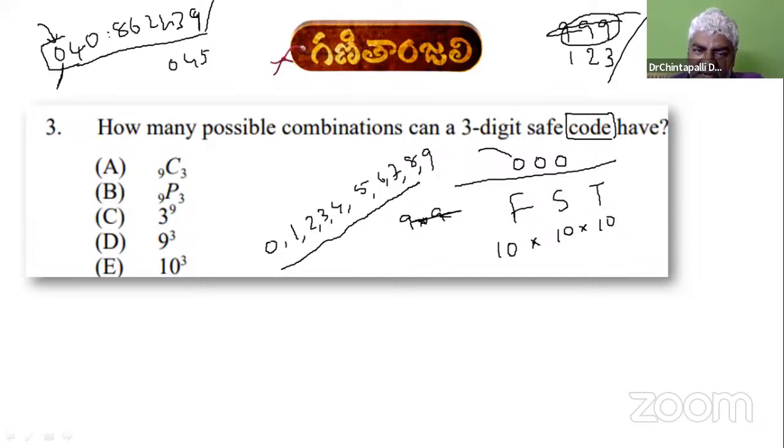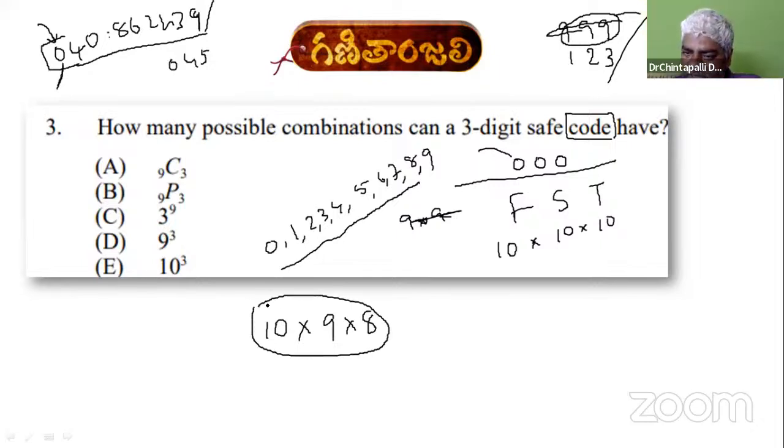If it is mentioned that repetitions are not allowed, then the first digit is in 10 ways, the second digit is 9 ways only, because the number which is used in the first place cannot be used in second place, and it is 8 for the third, if repetitions are not allowed. Here it is not mentioned that repetitions are not allowed. So we can use this.